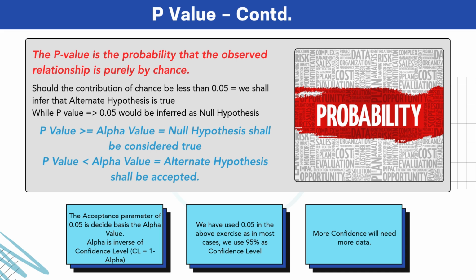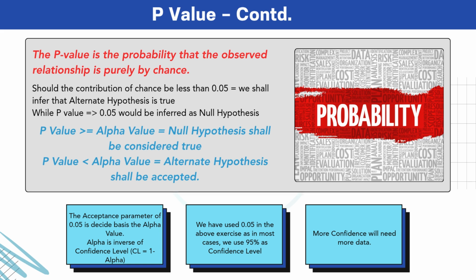2. Why 0.05? It's a convention used in most hypothesis tests. It implies we're okay with a 5% risk of wrongly rejecting the null hypothesis. 3. More confidence equals more data. If you want higher confidence in your results, say 99%, you'll need more data to reduce uncertainty and maintain statistical power.